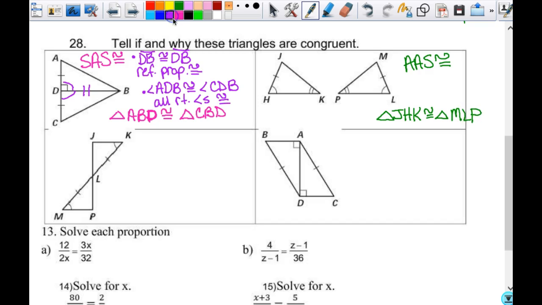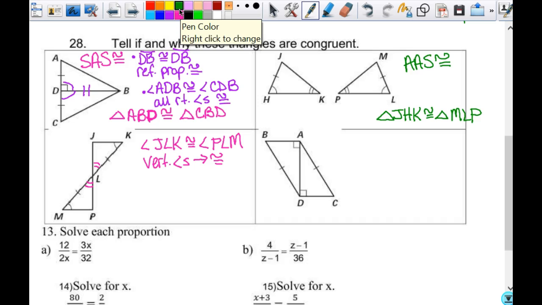And then I think I can get these next two done. Here, these angles are congruent. I know that because they're vertical angles. So I can't just say vertical angles are congruent. I have to say that angle JLK is congruent to angle PLM. And the reason for that is if they are vertical angles, not if they are vertical, if they are vertical angles, then they are congruent. Then by that, I have enough to say that these two triangles are congruent by angle side angle.